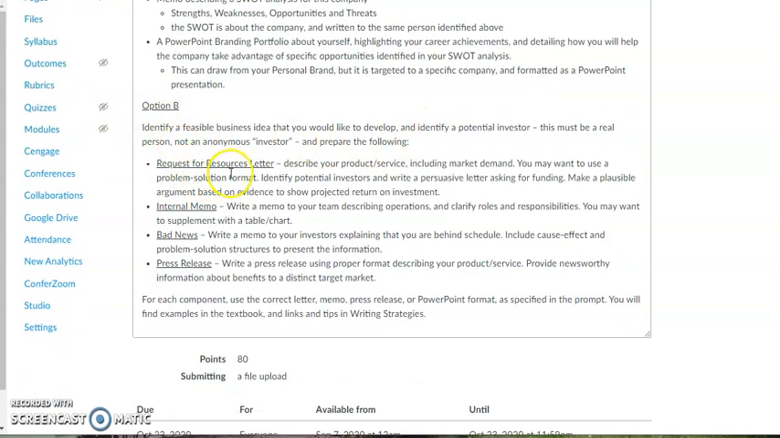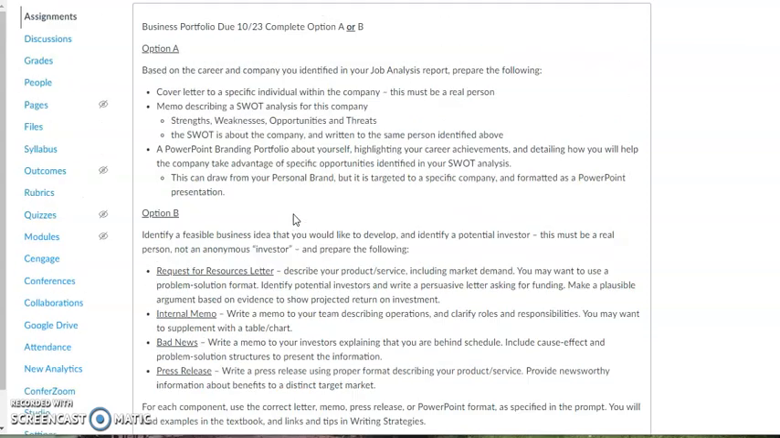In Option B, the request for resources is going to an investor. The bad news memo is going to that same investor. The internal memo will be going to your own team. So pay attention to target audience for each of these.